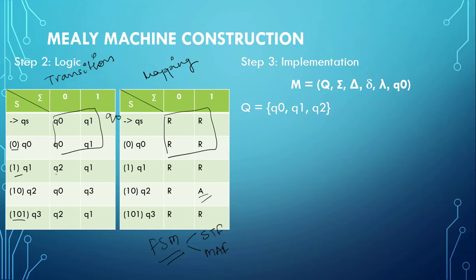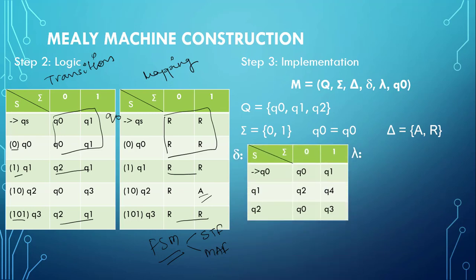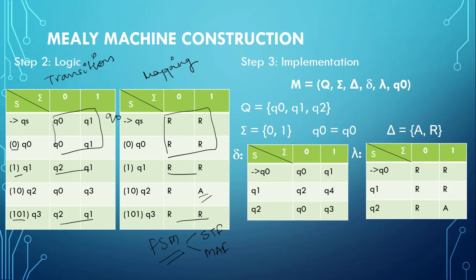Also Q1 and Q3 have the same state transitions and output symbols associated with those transitions. So we will merge Q1 and Q3 as Q1. After merging, our transition and mapping function will look something like this. Okay, so we will be left with Q0, Q1 and Q2, where Q0 will become our start state.